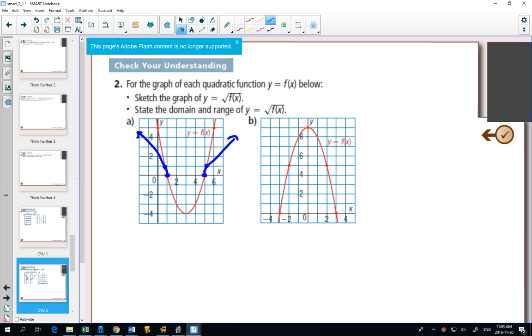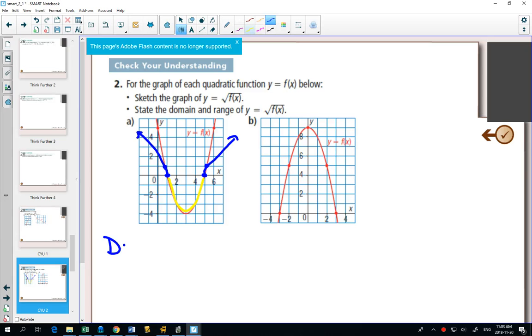And step four, any places where your y values are negative, like in this section, your square root graph won't exist because you can't take the square root of a negative. So notice we will not draw anything between those 2 points. And the blue graph is the sketch once we're done.